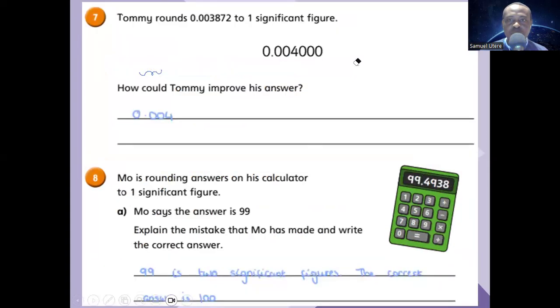Assuming you've paused the video and worked through that, here are the answers. Let's discuss them. Here you ask, Tommy rounds this number here to one significant figure. How could Tommy improve his answer? Tommy does not really need the zeros after the 4. It's good enough to be 0.004. And then here is the answer to question 8.